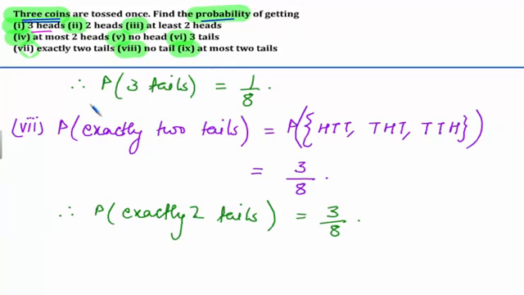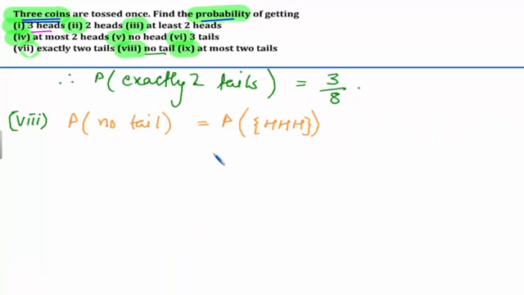Now let us find the probability of no tail. From the sample space, the outcome for which there is no tail is only one, that is head, head and head. So the number of favorable outcomes for this event is 1 and the total number of outcomes is 8. Therefore, the probability that no tail is there is 1 upon 8.